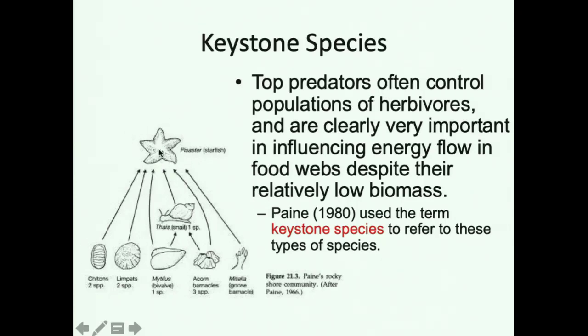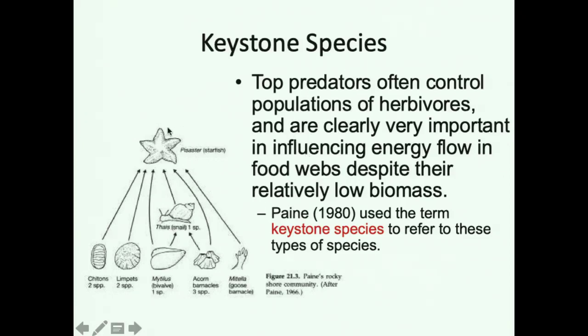They feed on many different species in the intertidal, and because of that role that they play, even though they're not nearly as abundant as some of the other species, snails and barnacles and limpets are going to be way more abundant than starfish, because they feed on so many different things, their loss would have a dramatic influence on that community structure. It would cause a huge change. And so it's, despite its low biomass, having the ability to influence many different organisms.